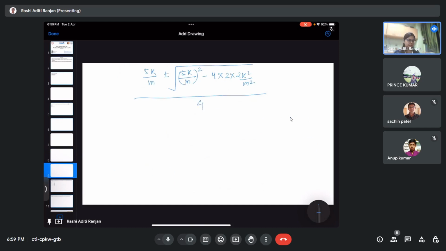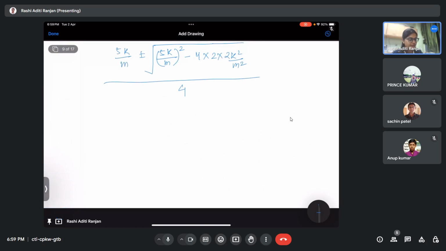Clear? I hope this is clear. Okay, it is very easy. And this would be my omega naught 1, 2. So this would result in 5k by m plus minus, I'll have 5 into 5, 25, k square by m square minus 4 into 8, 8 into 16, 16 k square by m square, whole divided by 4.